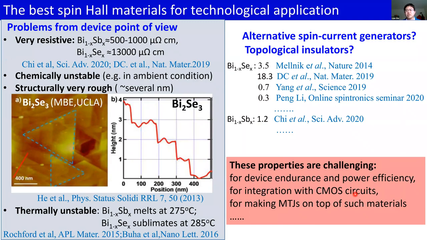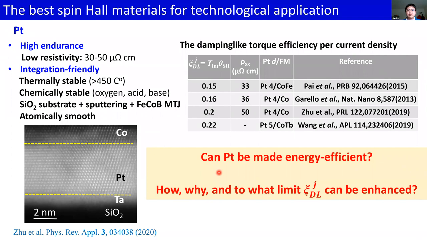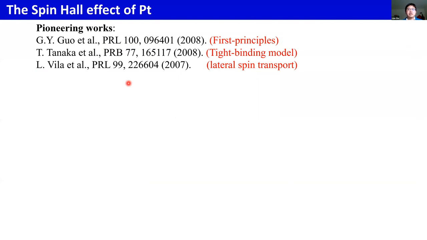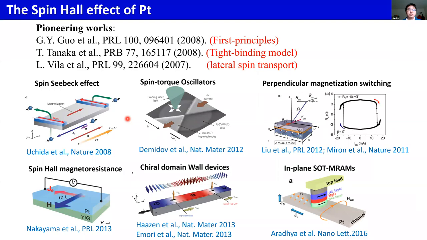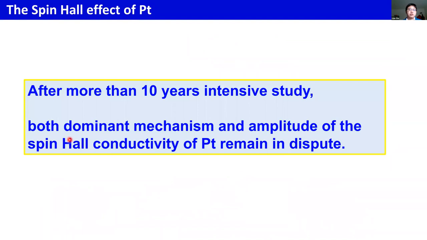So we have to go back to platinum and think about two questions. Can platinum be made energy efficient? If so, how and why? And to what limit can the damping-like efficiency be enhanced? Since the pioneering works more than 10 years ago, platinum has been studied intensively with many different techniques. But so far, the dominant mechanism and the magnitude of the spin Hall conductivity of platinum remain in dispute.